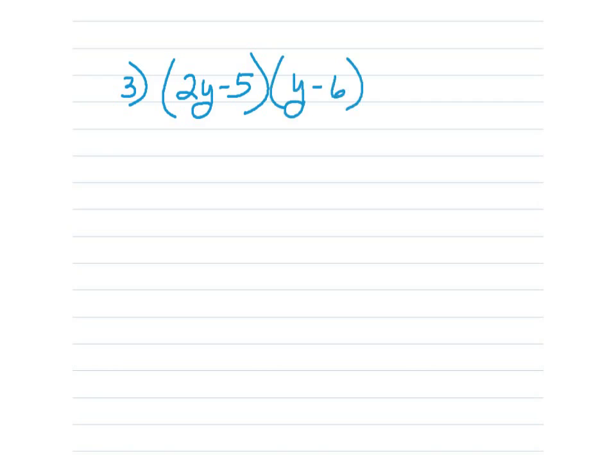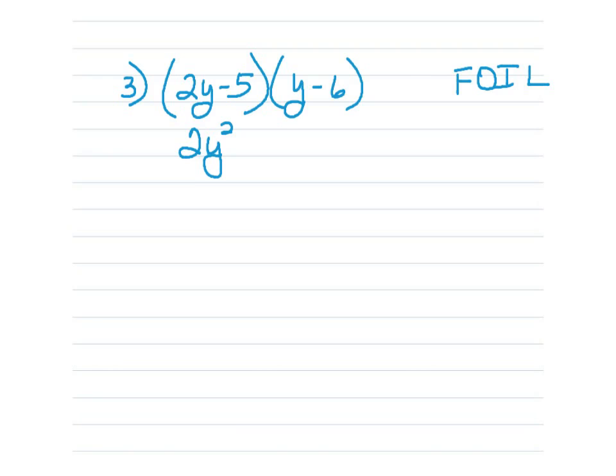Okay, using the FOIL method, let's do number 3. I have 2y minus 5 times y minus 6. FOIL, F-O-I-L, first, outer, inner, last. So let's multiply the first term of each binomial. 2y times y is 2y squared.